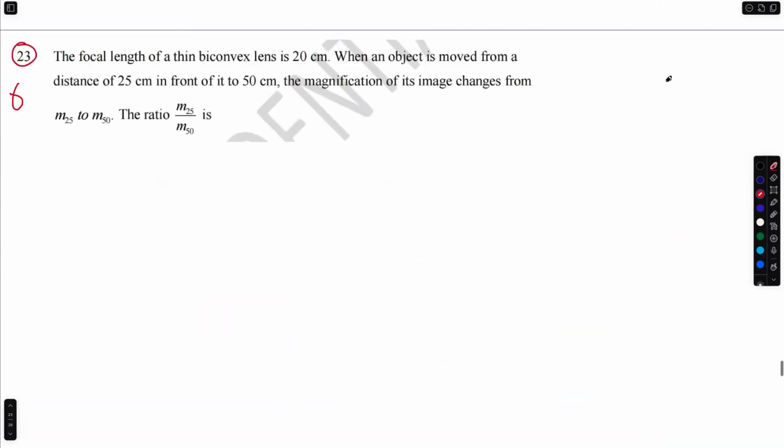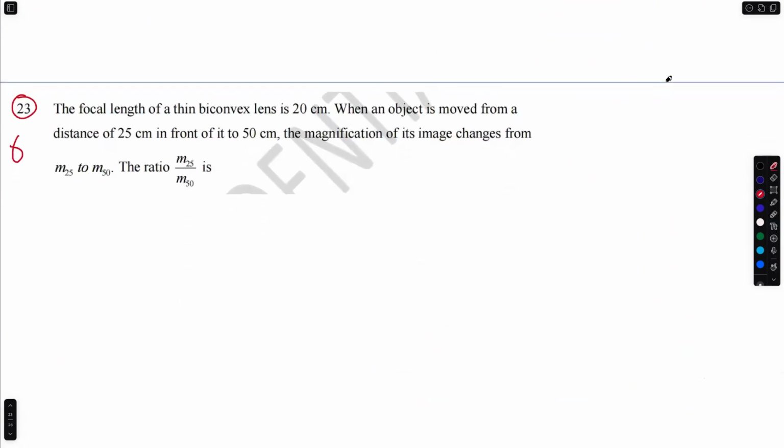25 done, 24 done. Now I am working on 23. Time: 11:35 is when I started, 25 plus 4, 29 minutes till now. Right, no issues. Focal length of a thin biconvex lens is 20. When an object is moved from a distance of 25 centimeters in front of it to 50 centimeters, the magnification of its image changes from M25 to M50, right? What exactly you wish to find?